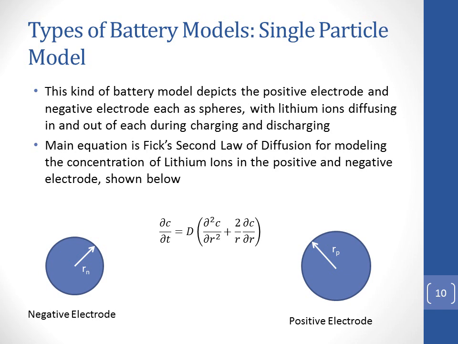So moving on to a more complex model, we arrive at the single particle model. This model is called a single particle model because it represents the positive electrode and the negative electrode each as spherical particles where lithium ions diffuse in and out of during charging and discharging. This diffusion process is governed by Fick's second law in the radial direction for each particle. The general equation is shown above. Note there are many more equations needed, but this is the heart of the model.